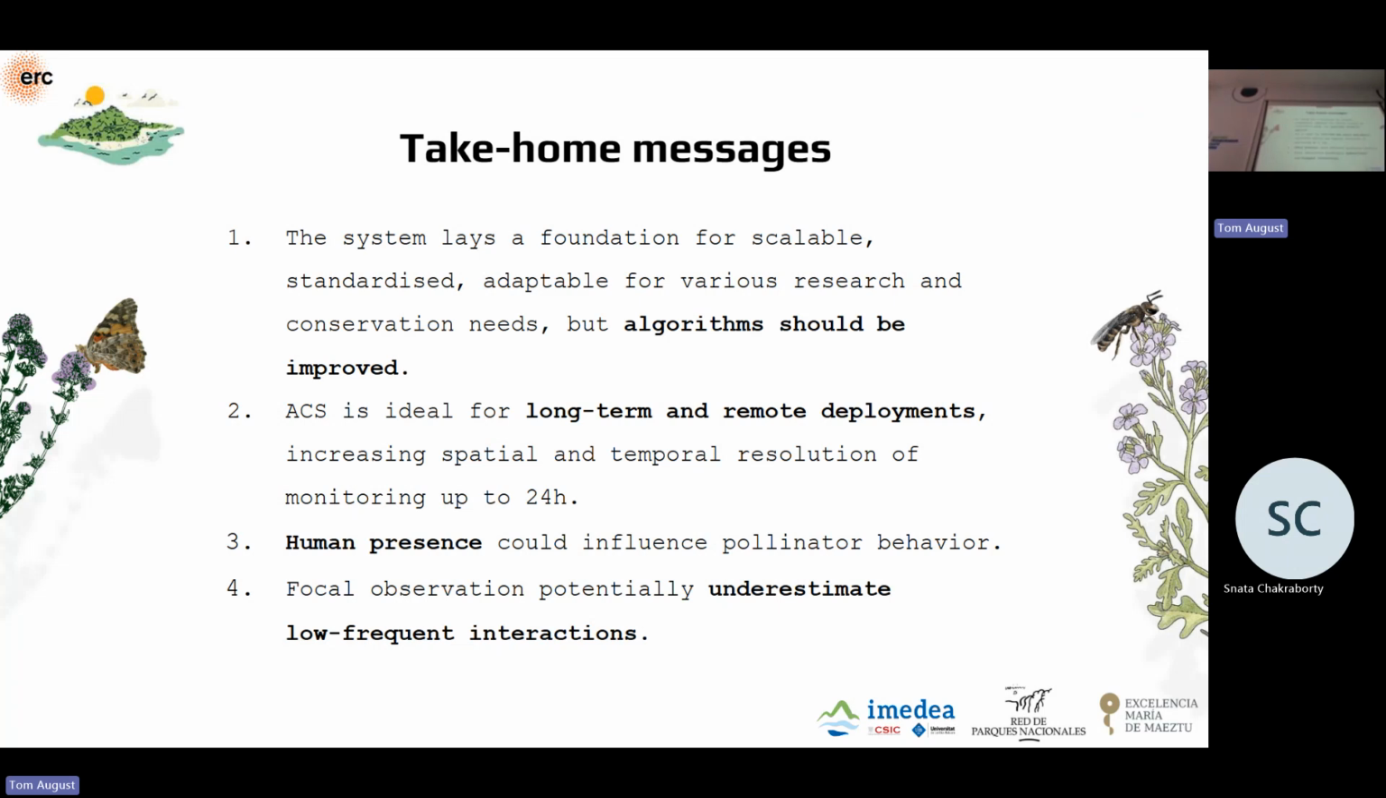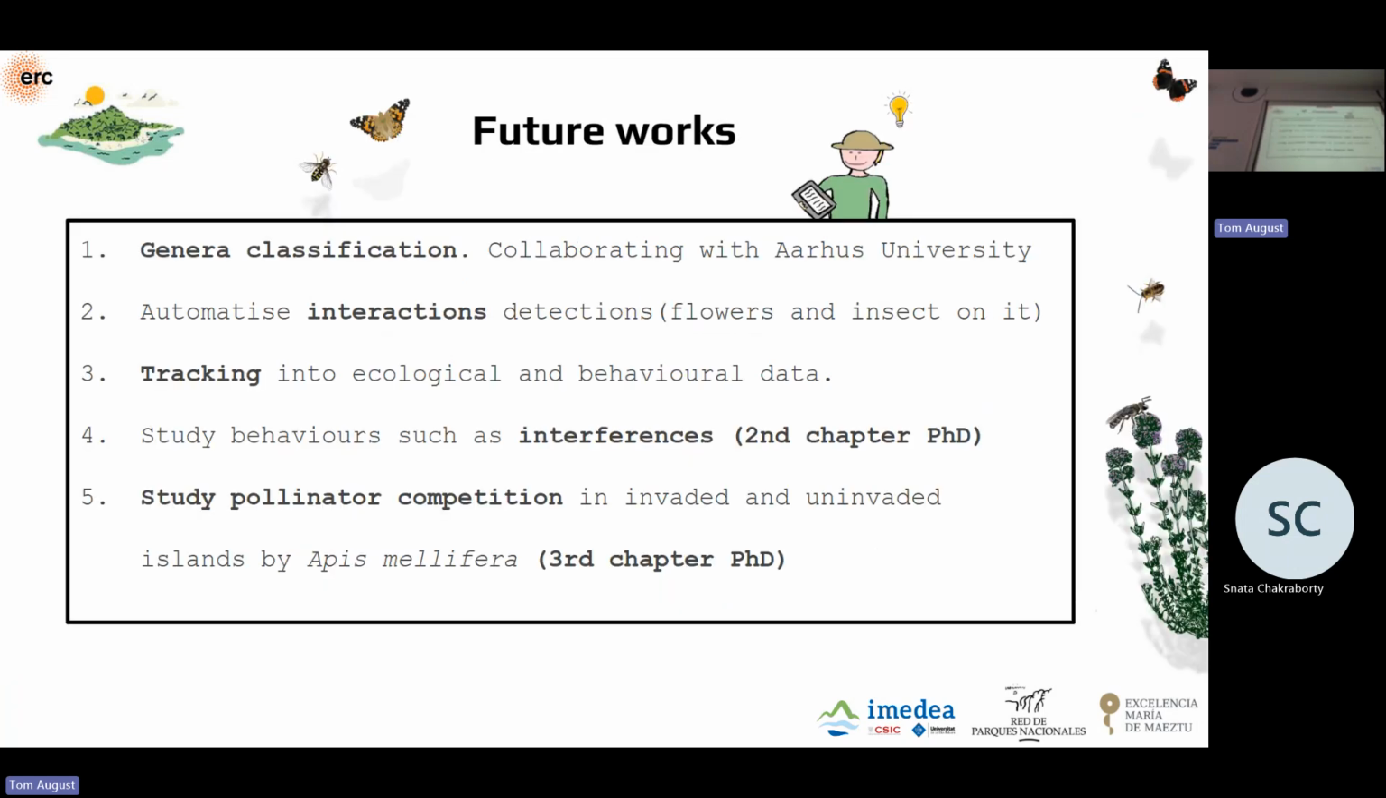The human presence influences the pollinator behavior, and focal observations can potentially underestimate those low-frequency interactions. And the cameras are ideal for long-term and remote deployments.